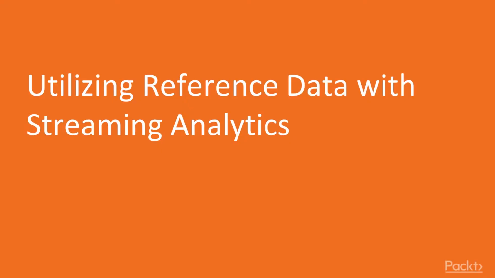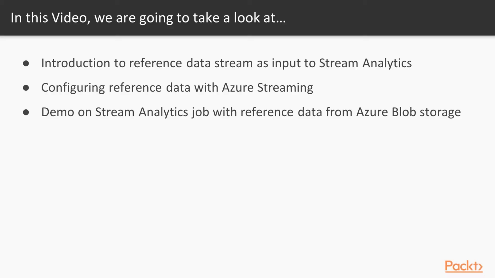This section is named Design and Managing Stream Analytics Job, and this lecture is used to demonstrate the utility to use reference data with Stream Analytics. In this video, we are going to discuss first how to get started with a reference data stream as input to Stream Analytics. Then we would be discussing the various configuration steps of using reference data with Azure Streaming. Then we would be watching a demo on how to configure a Stream Analytics job with reference data from blob storage. So let's get started.